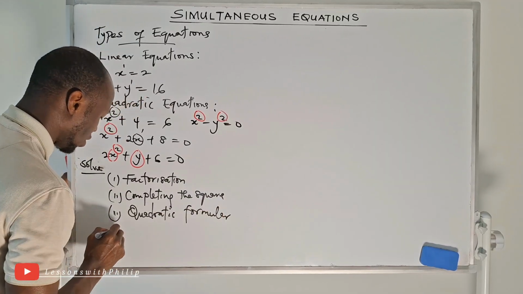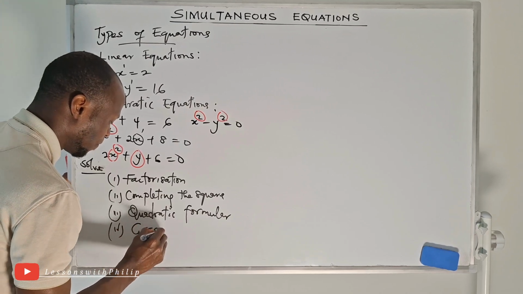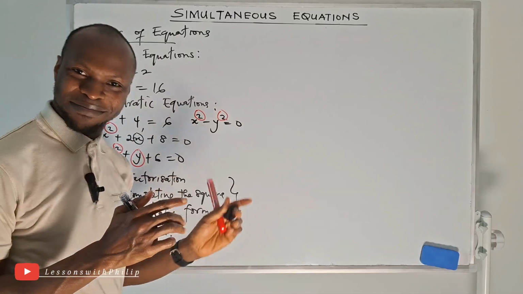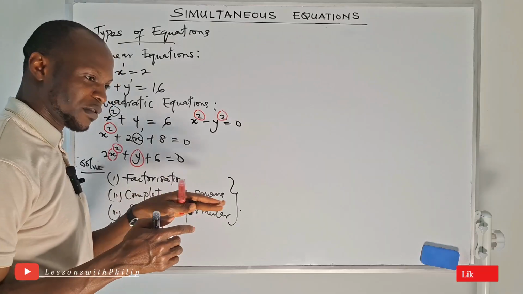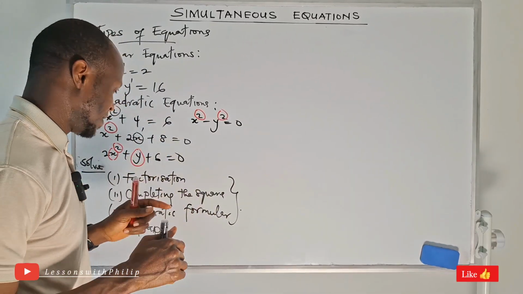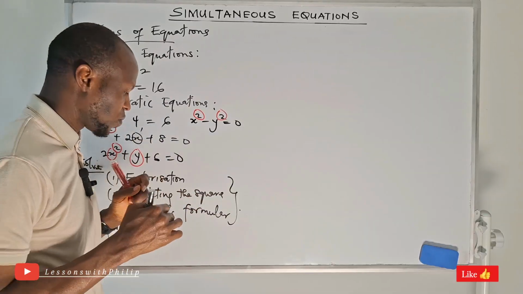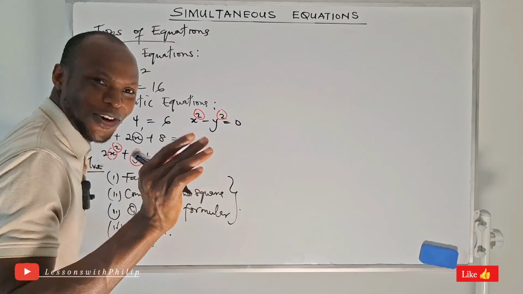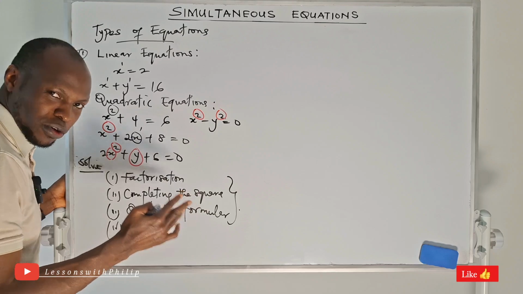And number 4, you can solve using what you know as the graph. Okay. We have done these 3 methods. You can check our previous classes. Just check solving quadratic equations using factorization on our page, on our videos, and you will see it. We have solved some examples of quadratic equations using completing the square and also using the formula. You can check those classes to understand better. Now, these are the ways you can use to solve quadratic equations.